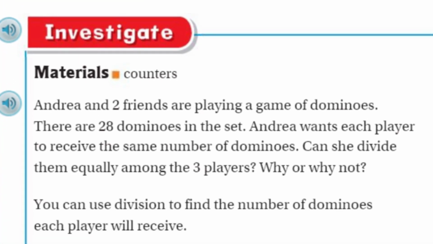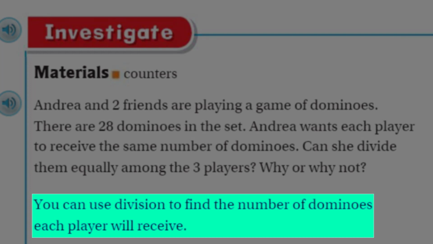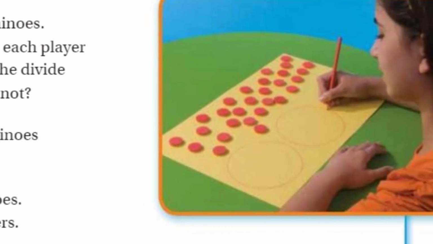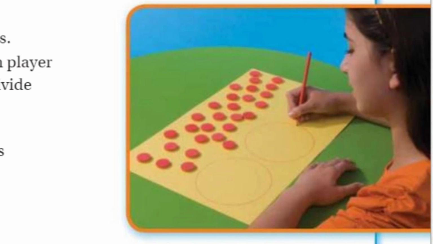It says, Andrea and two friends are playing a game of dominoes. There are 28 dominoes in the set. Andrea wants each player to receive the same number of dominoes. Can she divide them equally among the three players? Why or why not? It says you can use division to find the number of dominoes each player will receive. There's her three circles. You can see her little counters.